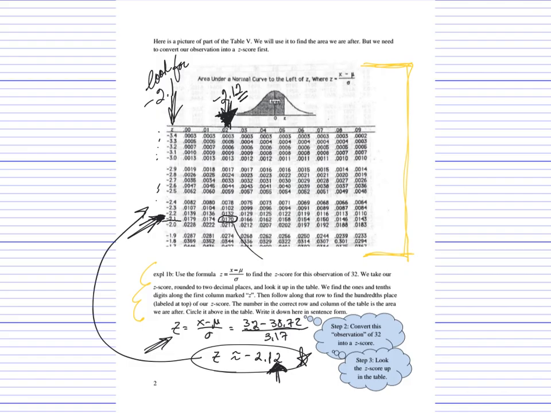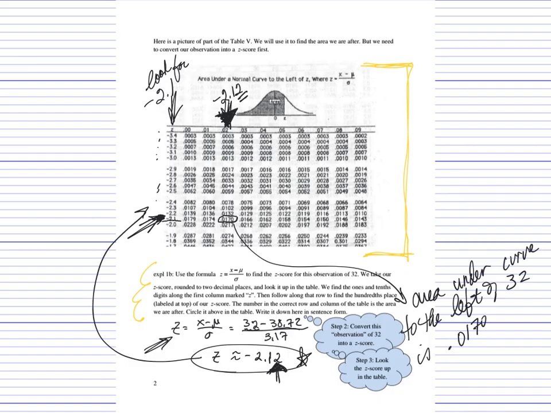And so I'm going to write that down here. Area under curve to the left of 32 is 0.0170, or 1.7% of patients, remember this was about pediatricians' patients, right, are less than 32 inches tall. Okay, that is that problem. How's that feel?